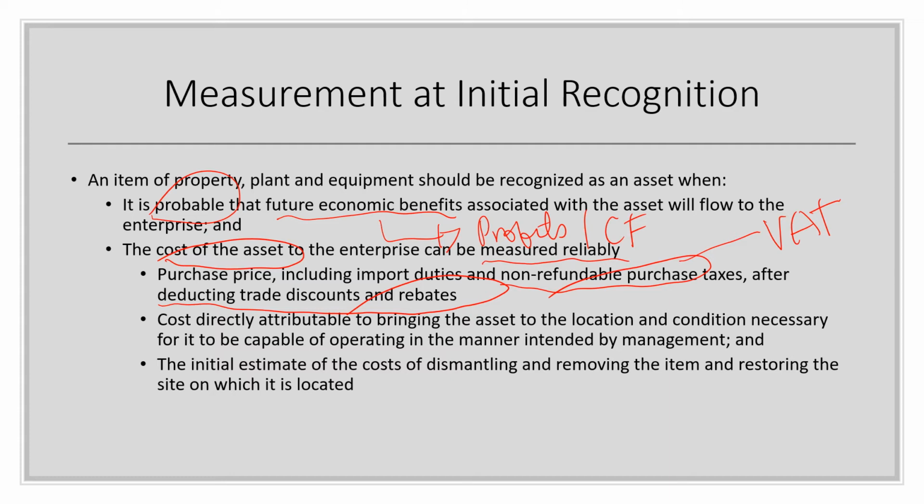Then there are costs directly attributable to bringing the asset to the location and condition necessary for it to be capable of operating in the manner intended by the management. If there are incidental expenses that are necessary for you to use the asset or to make it operational, that should be part of the cost of the property, plant, and equipment. A good example is the freight in your inventory. Without the transportation expense, you cannot use the inventory. It is the same with property, plant, and equipment.